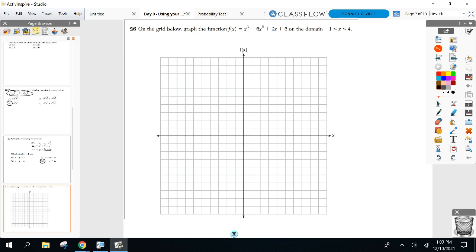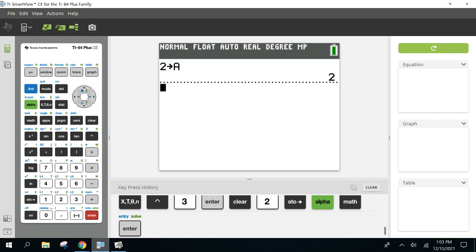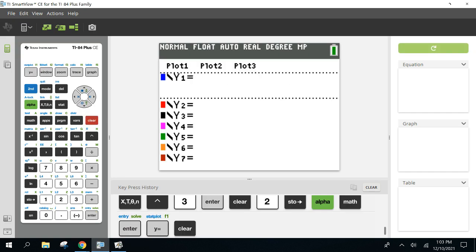26. Free 2 points. Got to get it right if we're going to pass. Something like this one, free 2 points. Graph this on this graph from -1 to 4. So where's everyone going on the calculator? Y equals, right? Y equals x to the third.